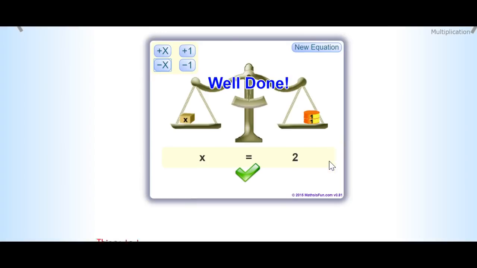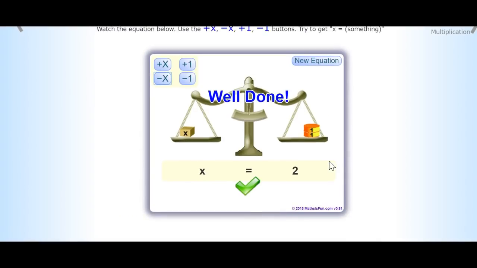So explore this website, make sure you read the instructions of how to do that, and then you can go on to the next video.